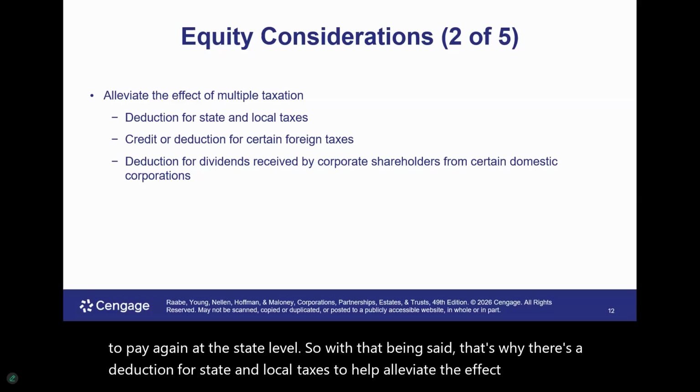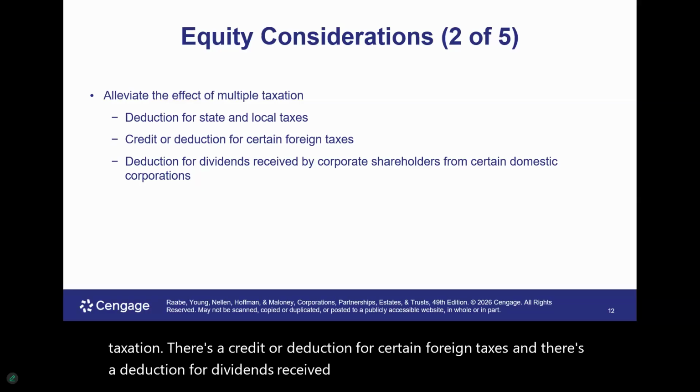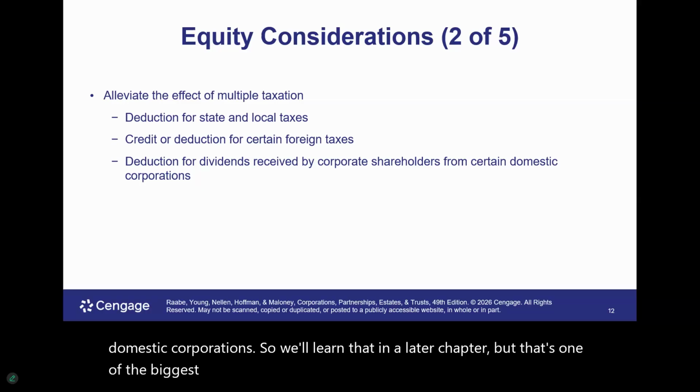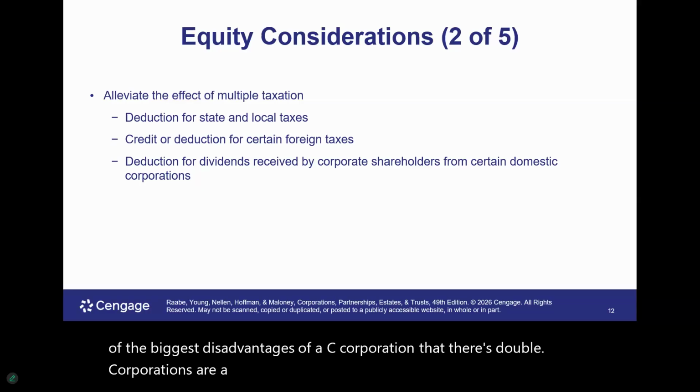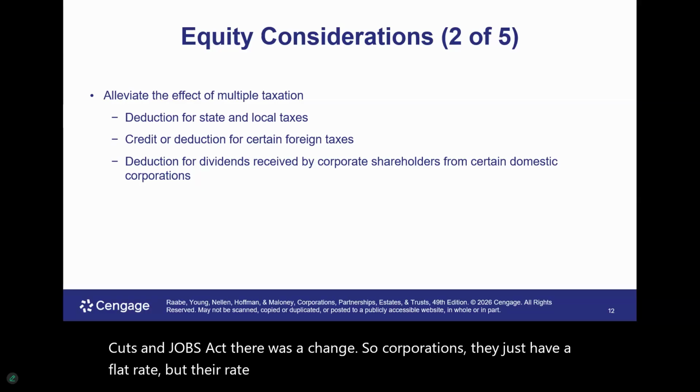of multiple taxation. There's a credit or deduction for certain foreign taxes, and there's a deduction for dividends received by corporate shareholders from certain domestic corporations. We'll learn that in a later chapter, but that's one of the biggest disadvantages of a C corporation: there's double taxation. Corporations are a totally separate entity. They pay a flat 21% with the Tax Cuts and Jobs Act. There was a change. Corporations just have a flat rate, but their rate used to be progressive, similar to individuals, but now it's a flat 21%.